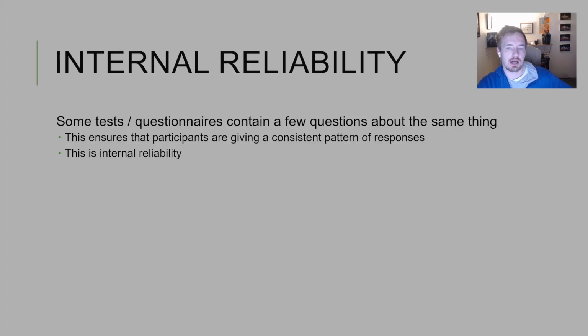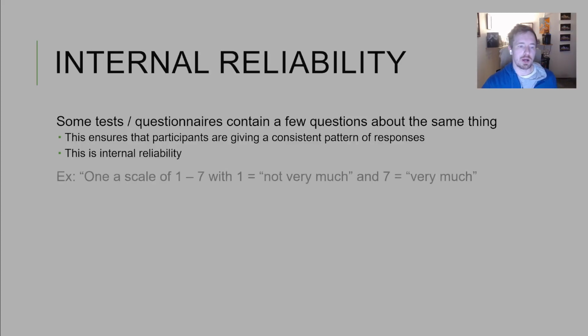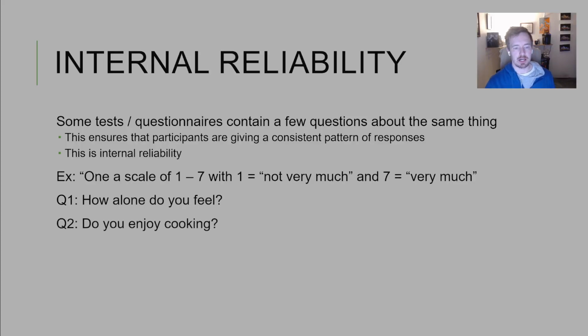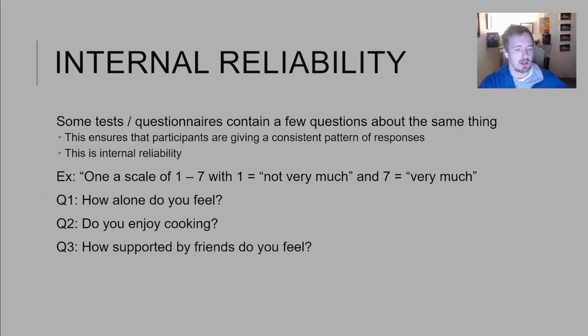This is how some tests and questionnaires will have questions that essentially ask the same thing. Let's go with question 1 and 3 here. If I have this scale, how alone do you feel on a scale of 1 to 7? How much do you enjoy cooking on a scale of 1 to 7? And how supported by friends do you feel on a scale of 1 to 7? Questions 1 and 3 are kind of asking the same thing, or they're at least trying to measure the same thing, which is how alone someone perceives himself to be.